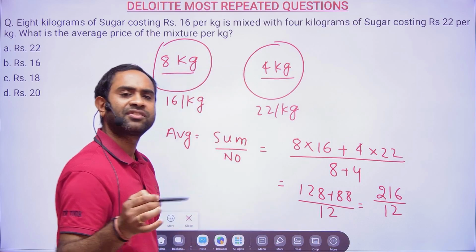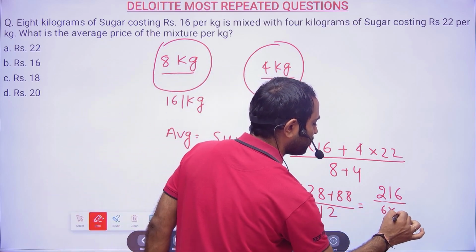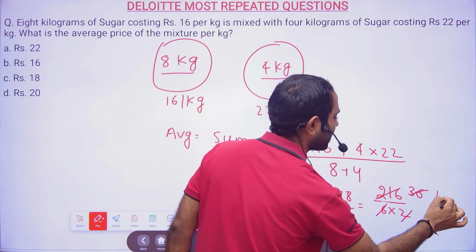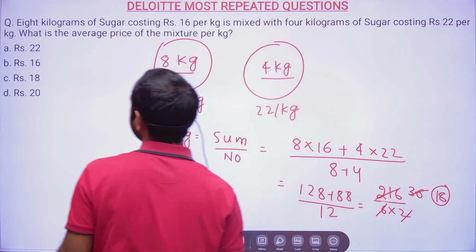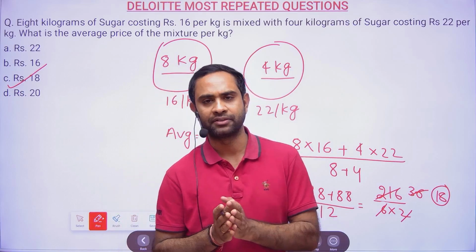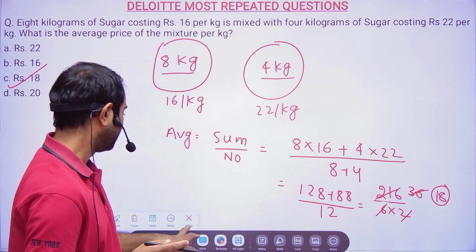Now 216 is nothing but 6 cube. So this 12 I can write as 6 into 2. So 6 will divide 36 times and 2 will divide this by 18 times. So here, any option? Yes. So rupees 18 will become the correct answer, right? So this way you will be able to solve the question easily.